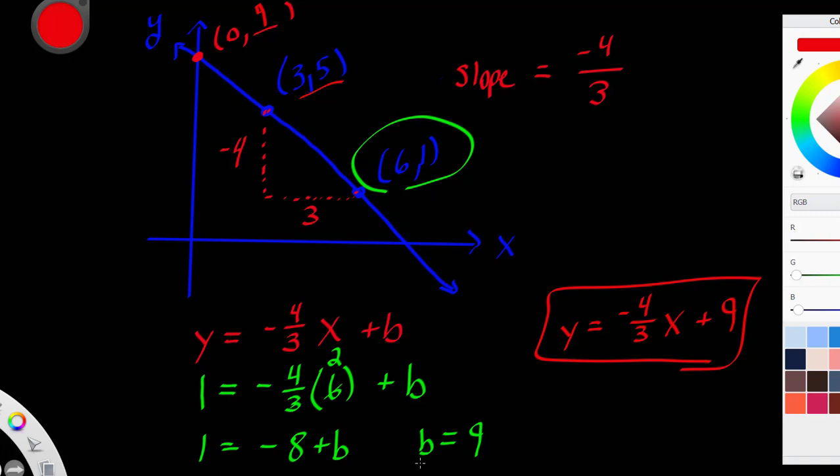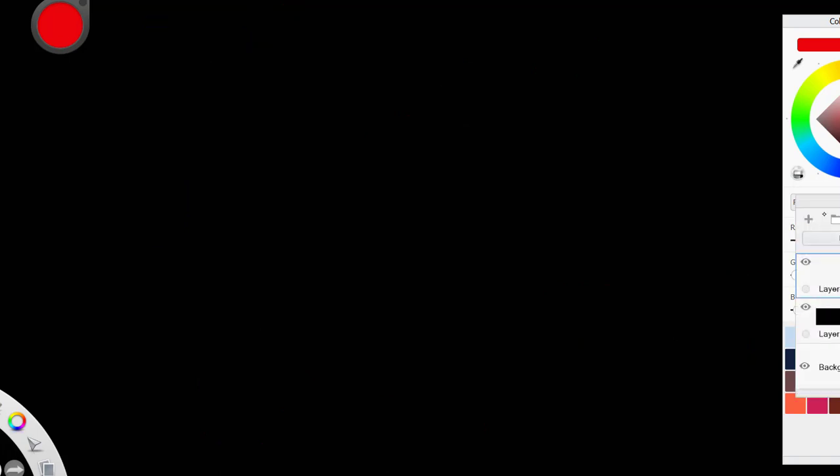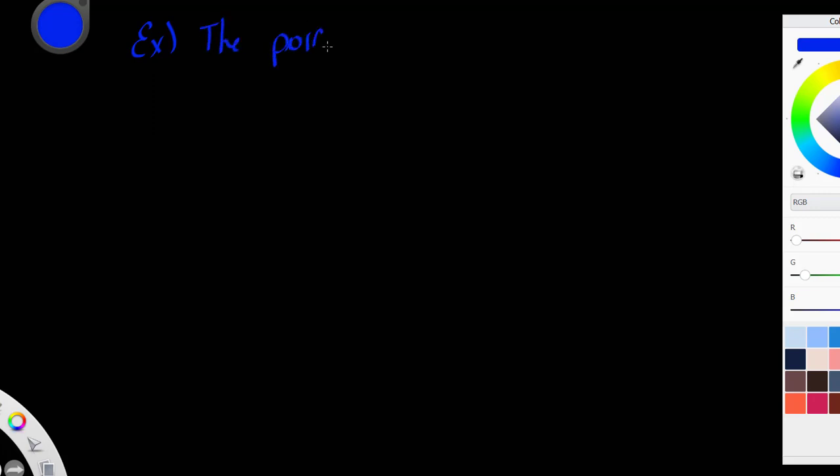Alright, let's look at another example where maybe we don't have a picture but we just have 2 points. In this example, let's say that we have the points -3, -4, and 5, 36. And we want to find the equation that passes through these points. So we want to find the equation y equals mx plus b.